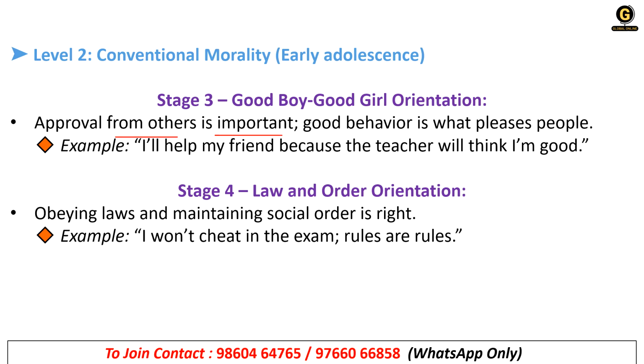So in the third stage, approval from others is important. Good behavior is what pleases people, right? So right behavior is that which gains approval from others. Getting it? People want to be seen as good by those around them and act to maintain relationships, right? So you want to become a good person, you want to behave well with others, and people also treat well those people who are behaving well with them.